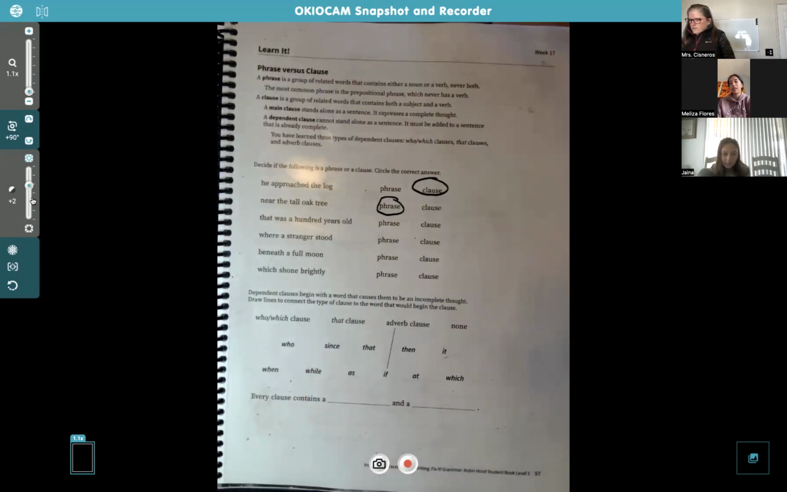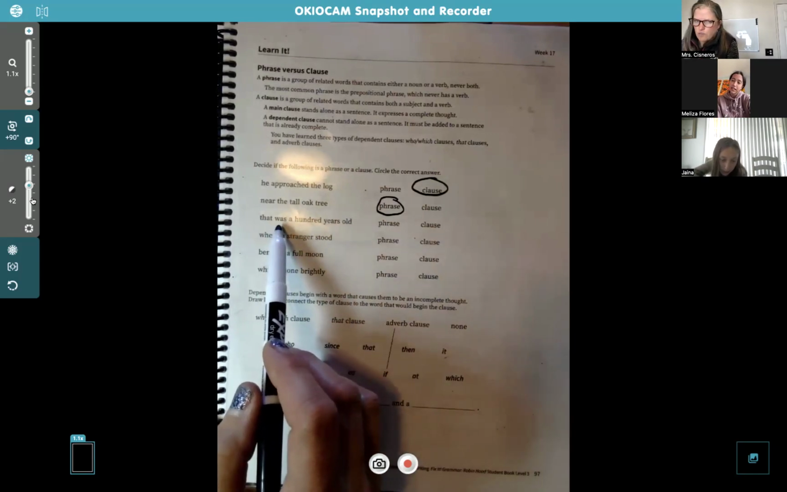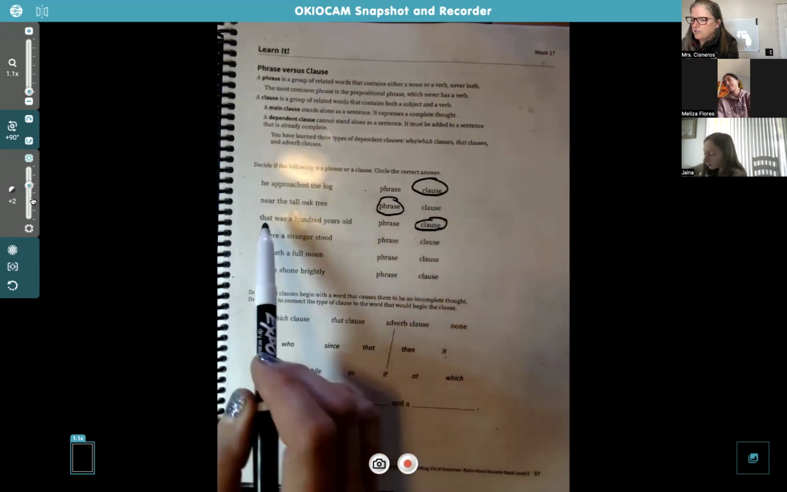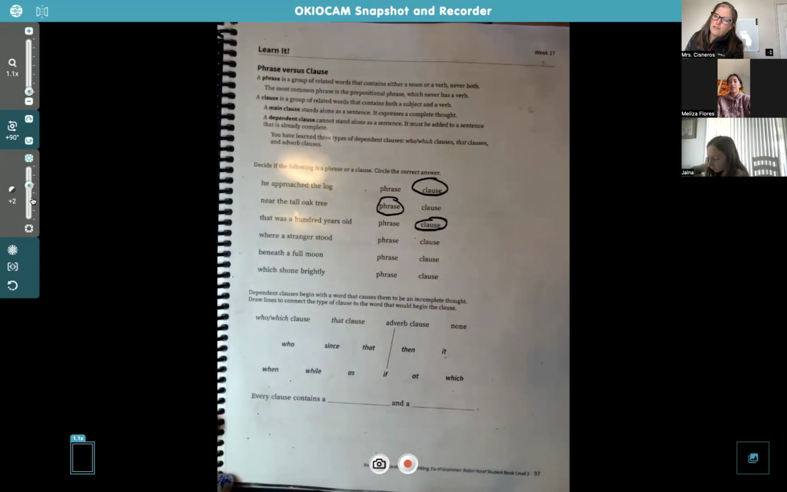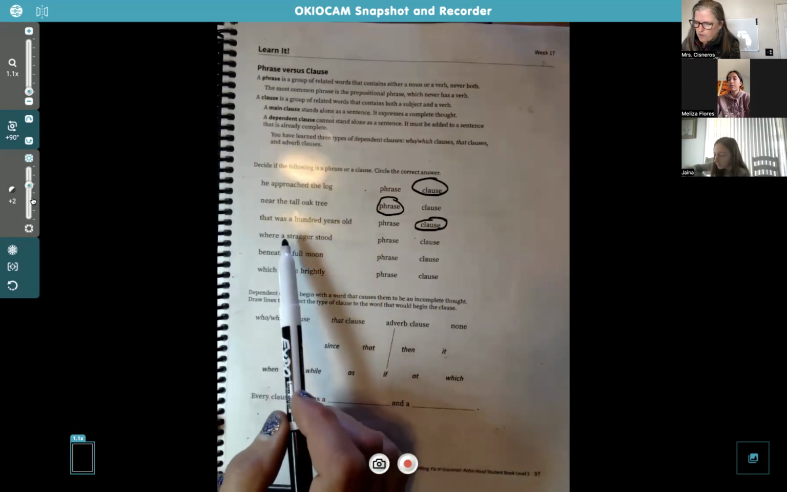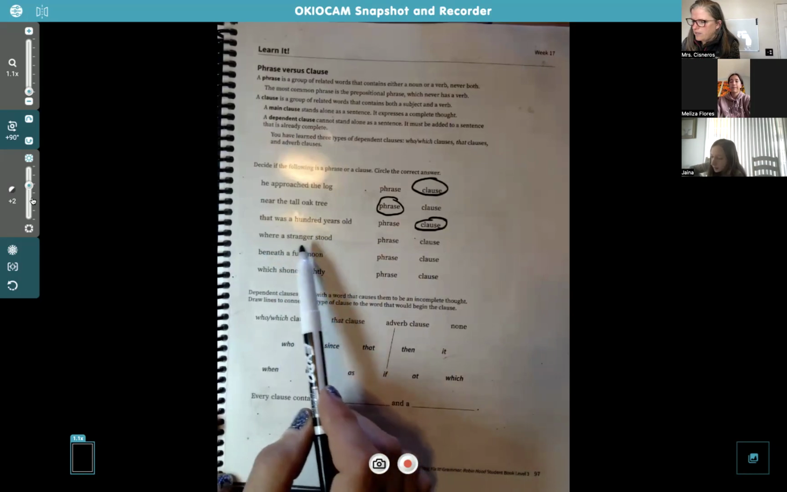And then Lily, what about the next one? That was 100 years old. Good. Phrase or clause? Phrase. Because it has the word was, that's a verb. Yeah, that's actually going to be a clause. And it starts with that, and we know that's a that clause. So 2 reasons there. So don't forget about those linking and helping verbs. They're considered verbs too.